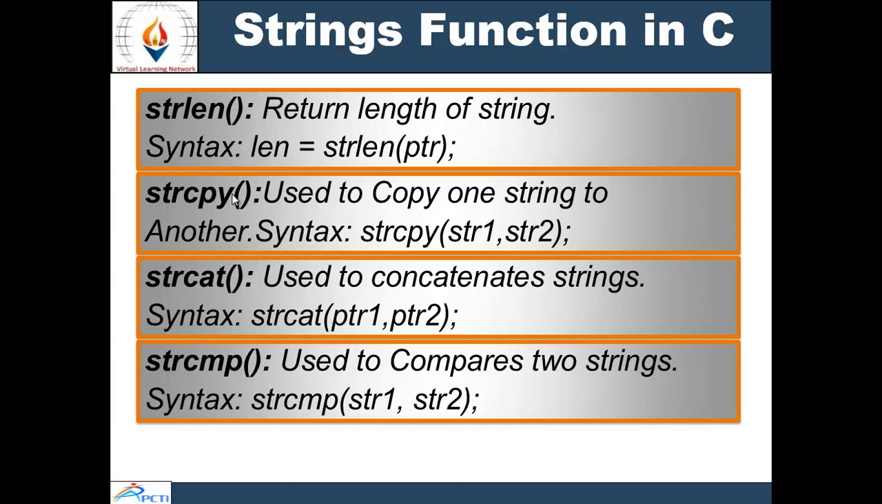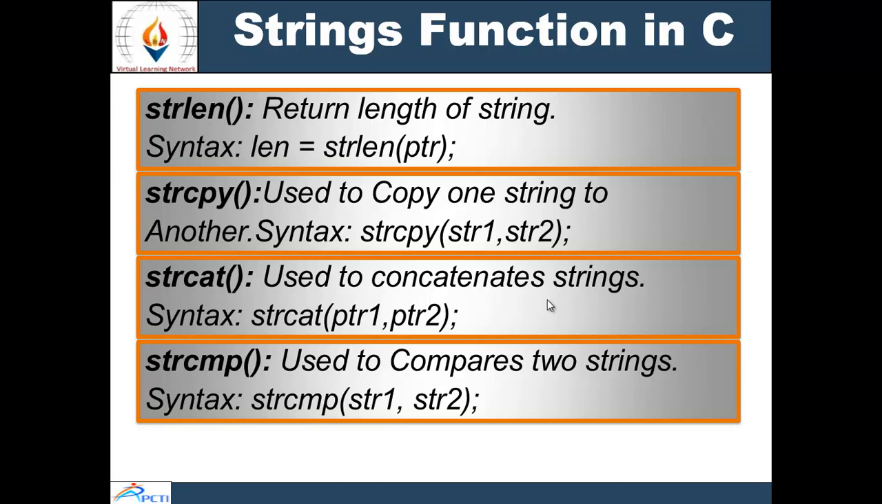Here str1 and str2 are two strings. The content of str2 is copied onto string str1. strcat. The strcat function is used to concatenate two strings. The syntax of strcat is as follows. Here ptr1 and ptr2 are two strings and the content of ptr2 is merged in ptr1.